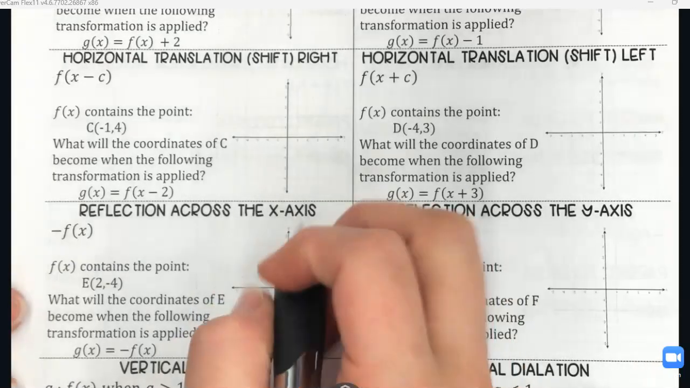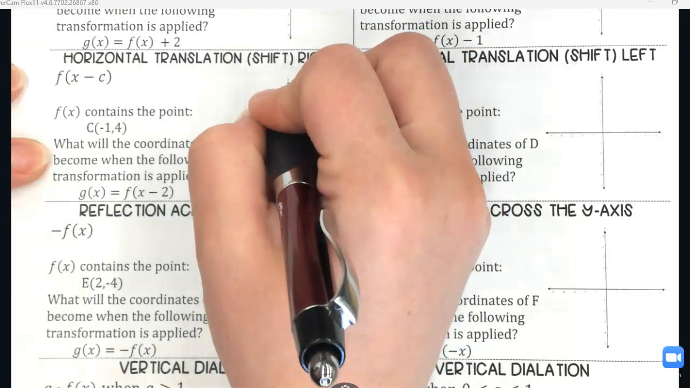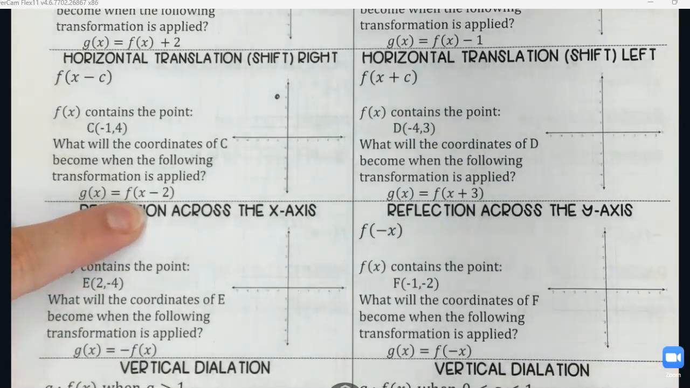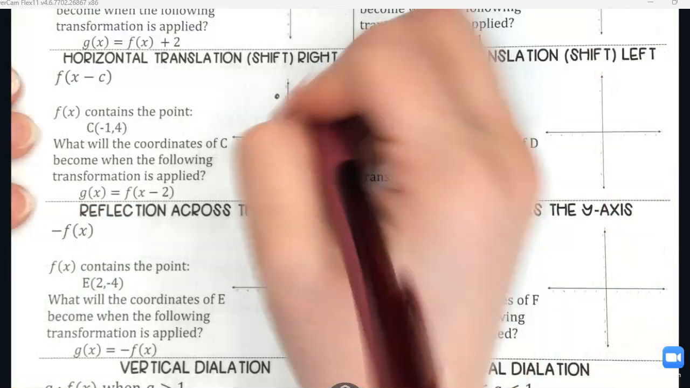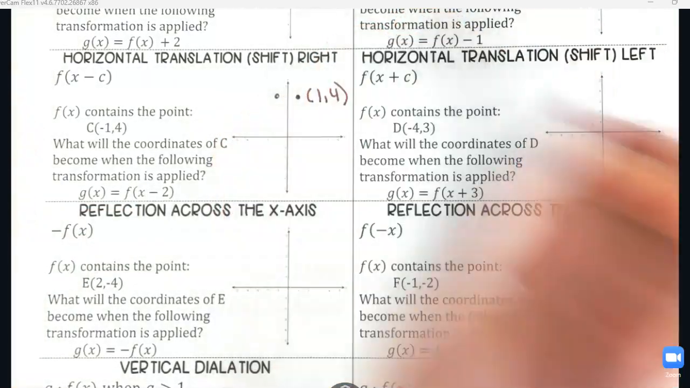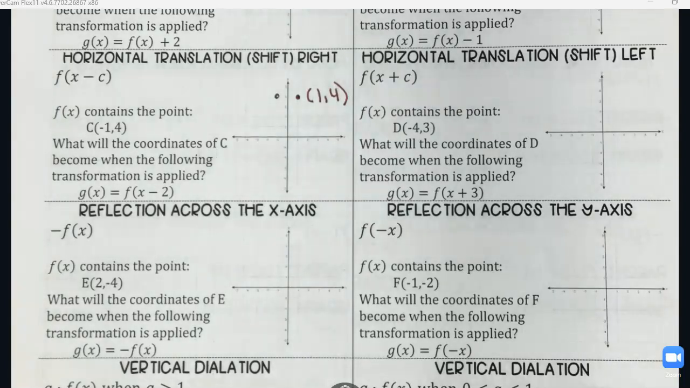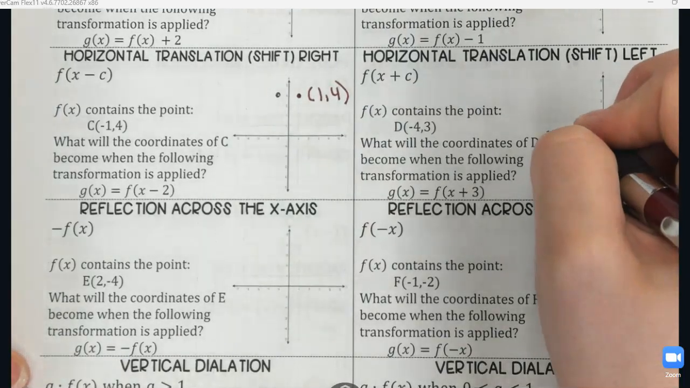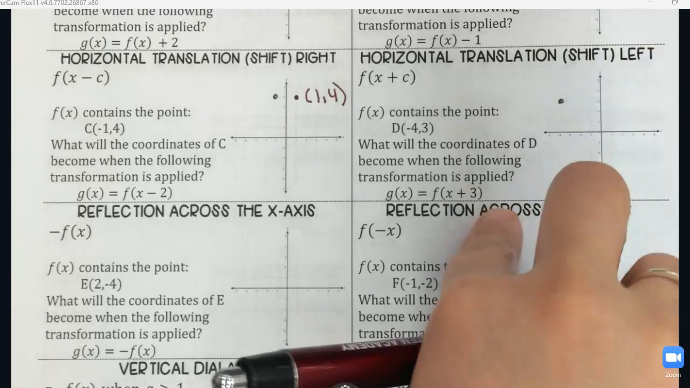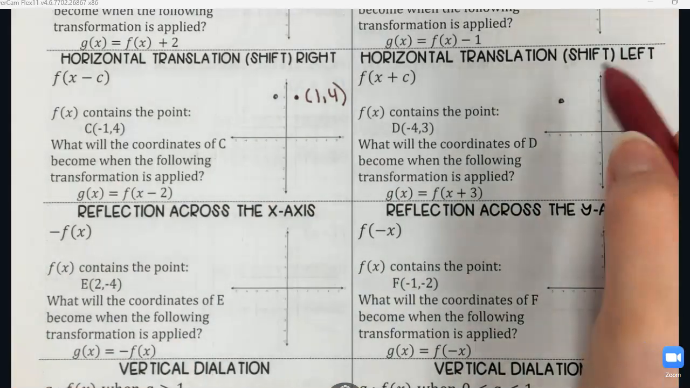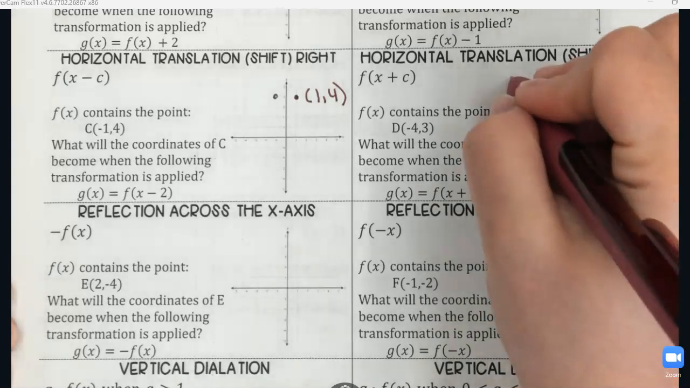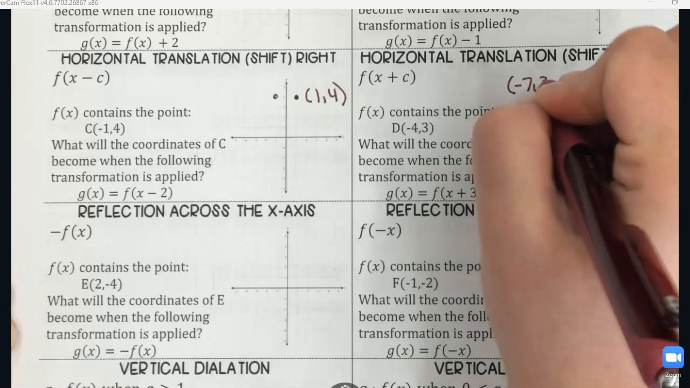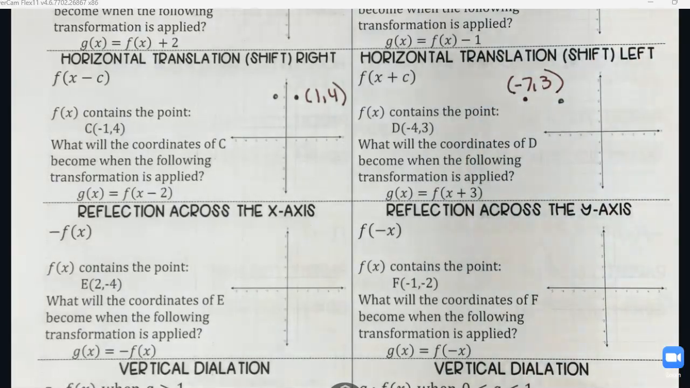If I have a point at negative 1, 4, and I'm looking at f of x minus 2, the minus 2 on the inside tells me this is a horizontal shift, and I'm going to go to the right 2. So the new coordinates there are positive 1, 4. My x-coordinate increased by 2. If I'm at negative 4, 3, and I'm looking at f of x plus 3, that tells me I'm shifting to the left 3. And so my new coordinates are negative 7, 3. My x-coordinate decreased by 3.